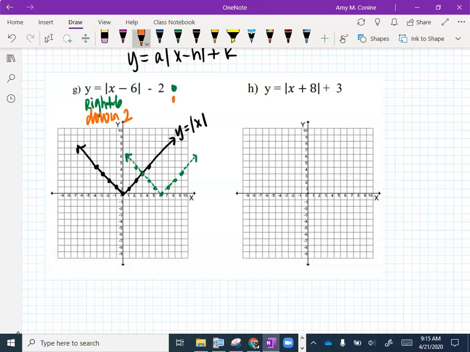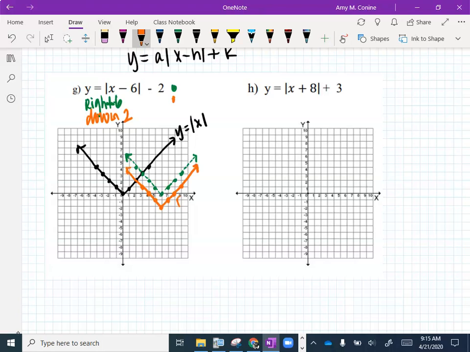So the last thing we need to do is shift our green graph, the one shifted right 6, and move that down 2. So we're going to take our vertex and move it down, which means all these points also move down. Okay, they also move down. And this is my final graph.